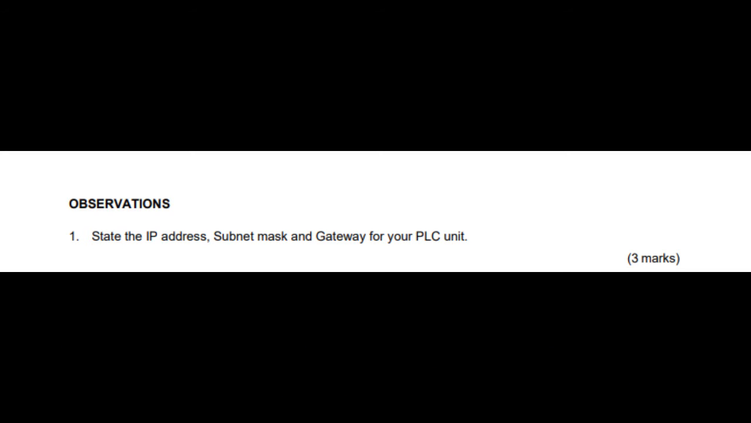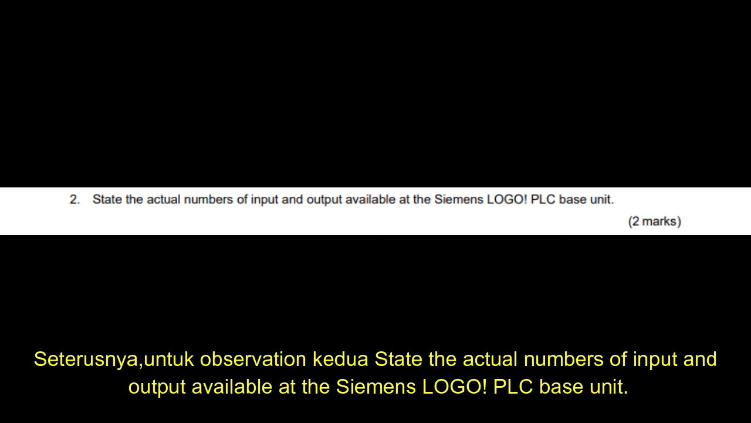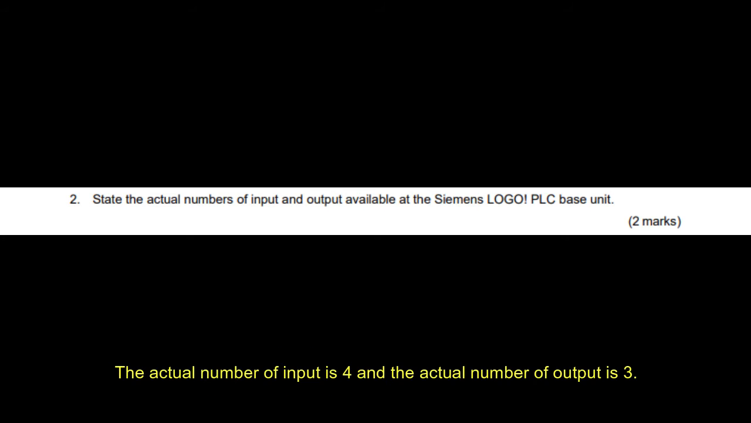Dan untuk gateway for PLC kita menggunakan 192.168.0.3. Okey, seterusnya untuk observation yang kedua, state the actual numbers of input and outputs available at the Siemens LOGO PLC base unit. The actual number of input is 4 and the actual number of output is 3.